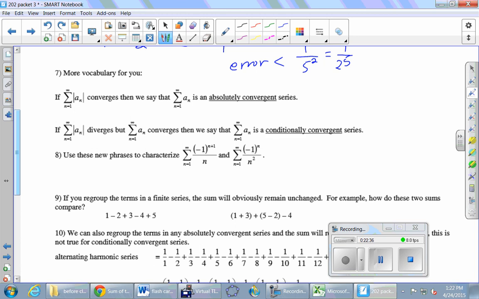If the absolute value of some series converges, then we say that the series by itself without any absolute value is called absolutely convergent. We saw an alternating series today that when we put absolute value around it, it still converged. Was that the over n or the over n squared? Over the n squared is the one that we saw, right? That was the very first example we did. We didn't put the absolute value around the over n one. We put it over the n squared one. So this one right here, over n squared, is called absolutely convergent.